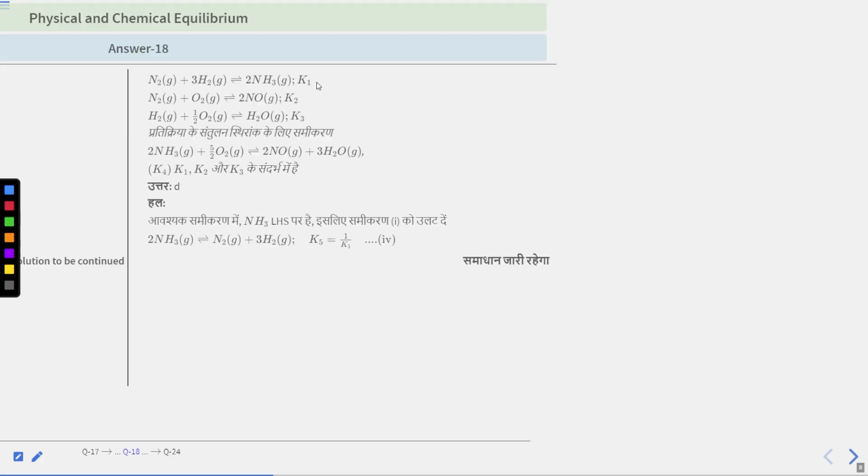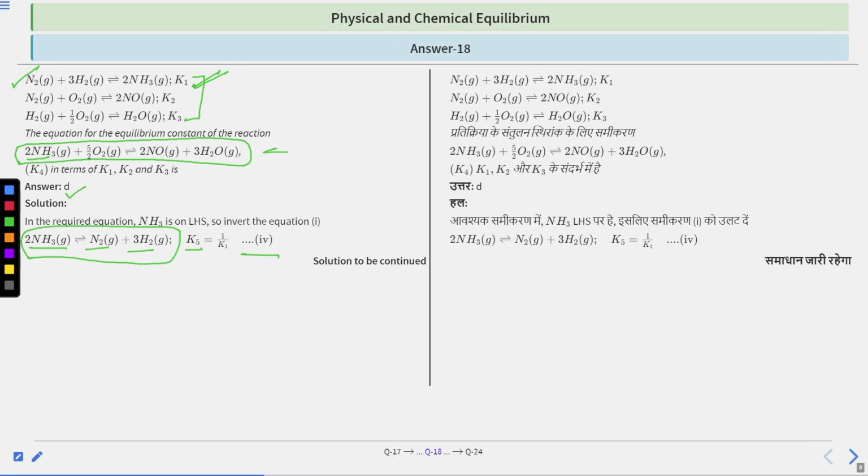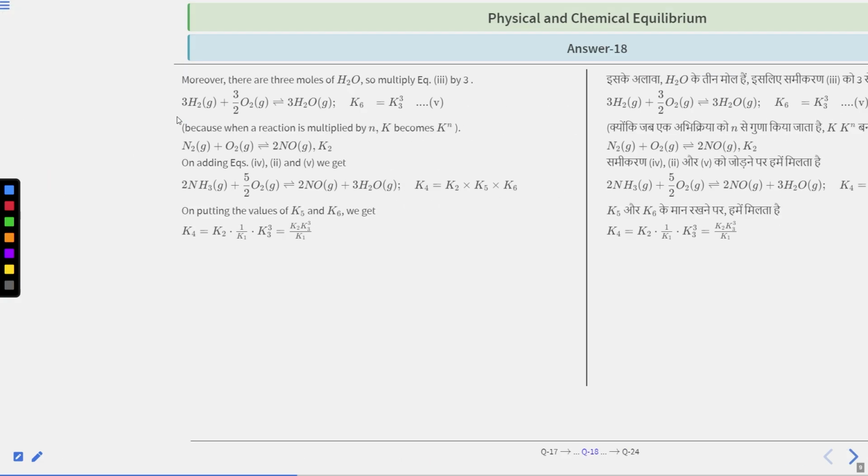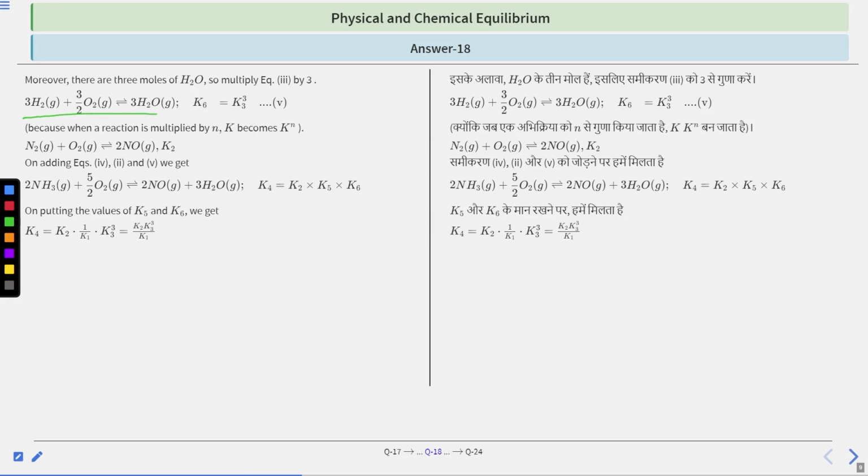As you see in this final reaction, we have 3 moles of H2 on the right hand side. We have H2 in this third equation. H2 is on the right hand side, it's fine, but 3 molecules should be present. So we multiply this third equation by 3. What will happen? We get this equation. Let's suppose this is a new equation whose equilibrium constant is K6, so it will be K3 whole cube.